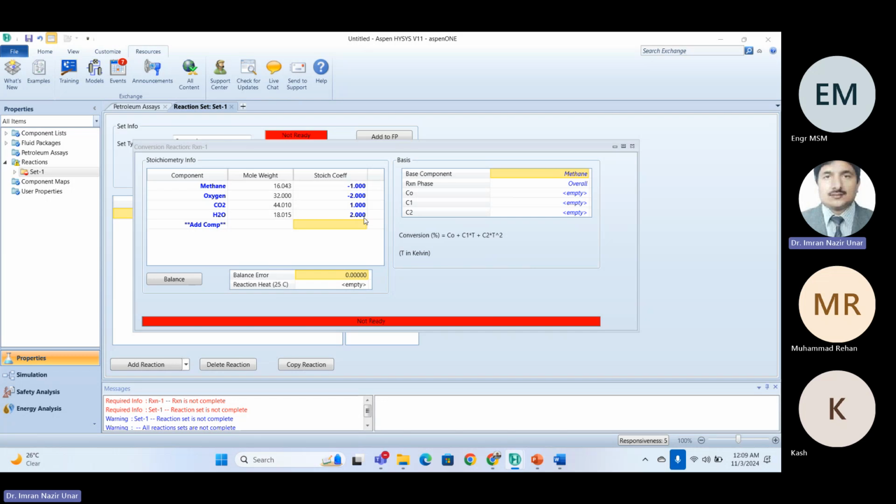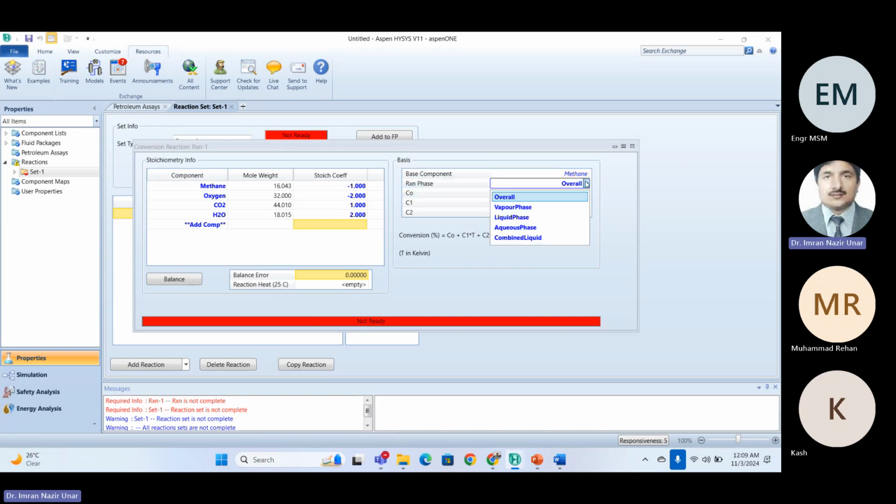Okay, there's another interesting thing. If you don't know the exact coefficients, for example, if you have a reaction and you don't know them, you just put 1 and minus whatever number, and then you click on balance. HYSYS will automatically balance with the appropriate numbers. So this is a very interesting feature of balancing. Okay. On the right side, base component. Now, from methane and oxygen, we know that methane is our important thing. So methane is our base component.